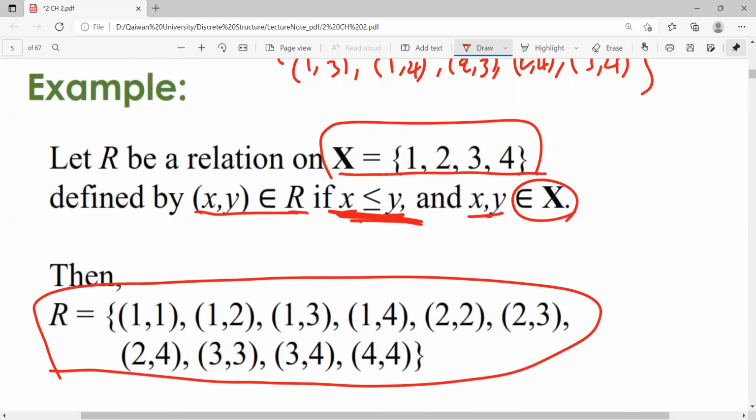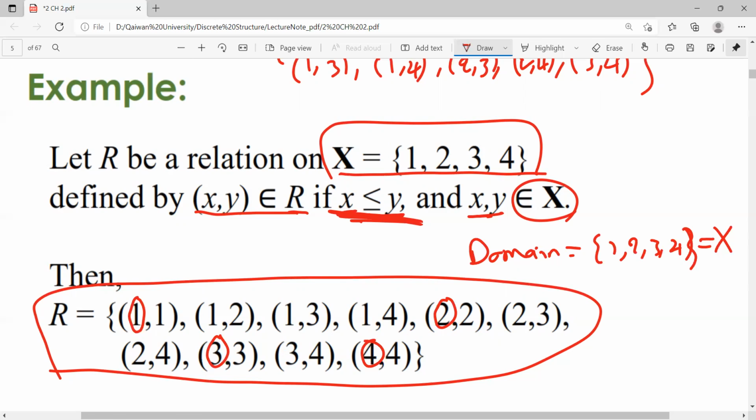And then what's the domain of this relation? We just pick any number once: 1, 2, 3, and 4. We have these 4 numbers as the first elements. That means the domain equals 1, 2, 3, and 4, which equals X itself. How about the range?